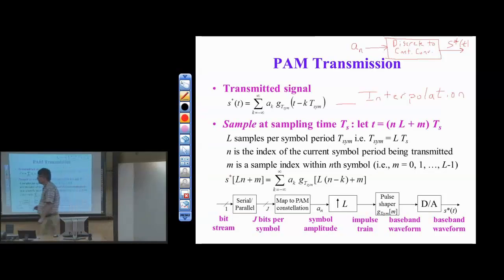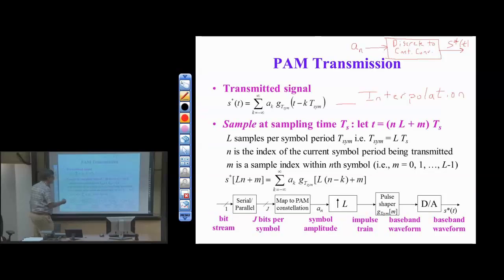All right, so let's go through the sampling process. We're going to sample at a sampling time. Now we have a second clock in play. We now have a sampling clock in addition to the symbol clock. I'm going to keep them as separate as possible. The symbol clock I'll identify as capital T subscript sym, and the sampling clock as capital T subscript S. I have two different clocks, and they're going to be related to each other, which is kind of nice, because I'm going to have L samples per symbol period.